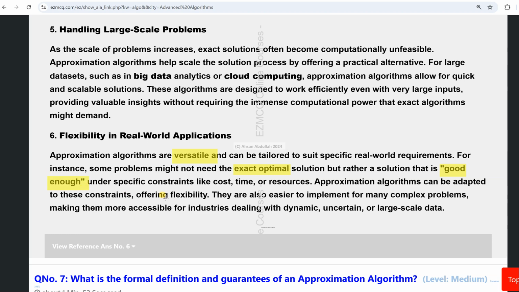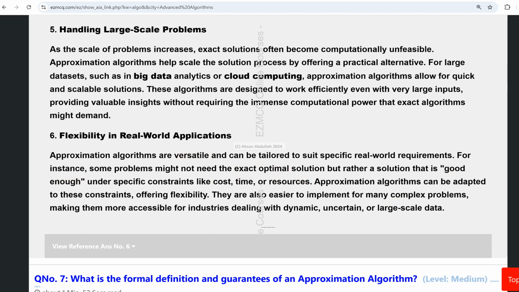Okay, and we have certain constraints which are available to us. For example, constraints like the cost, the time, and the resources. So in the presence of these resource, time, and cost constraints, we adapt the approximation algorithms to these constraints, which allows us the flexibility and ease of implementation to solve many of the complex problems which are real in nature.